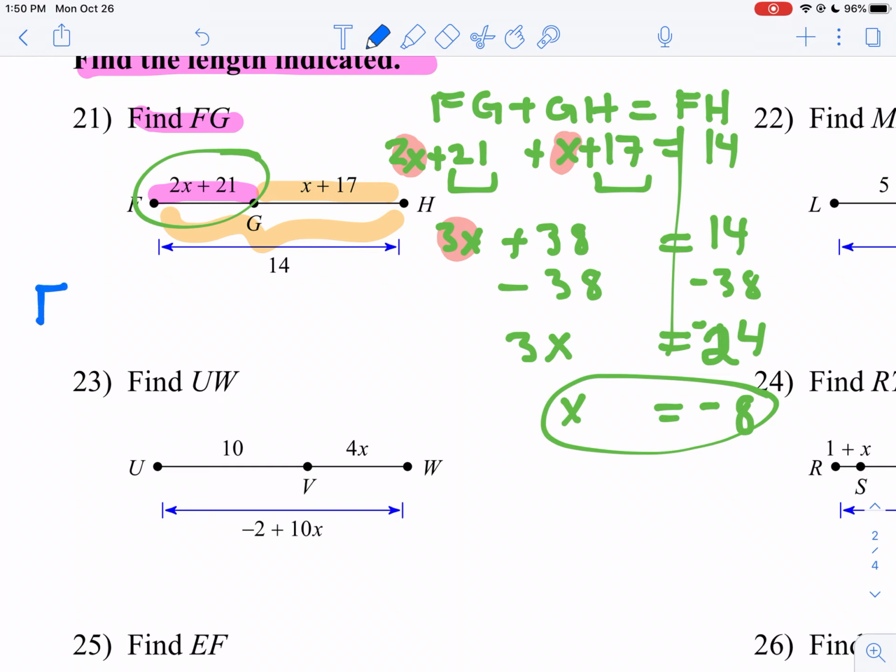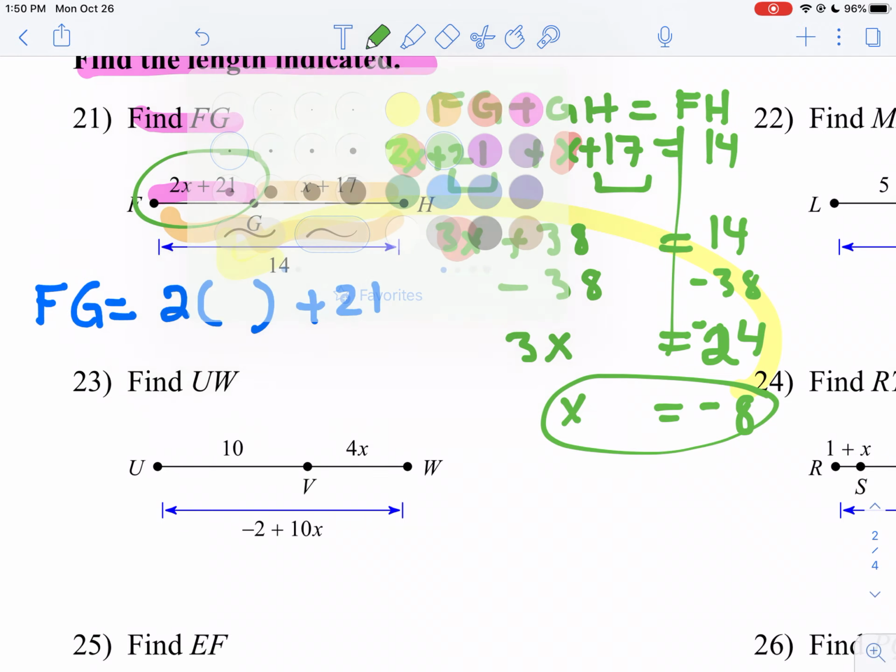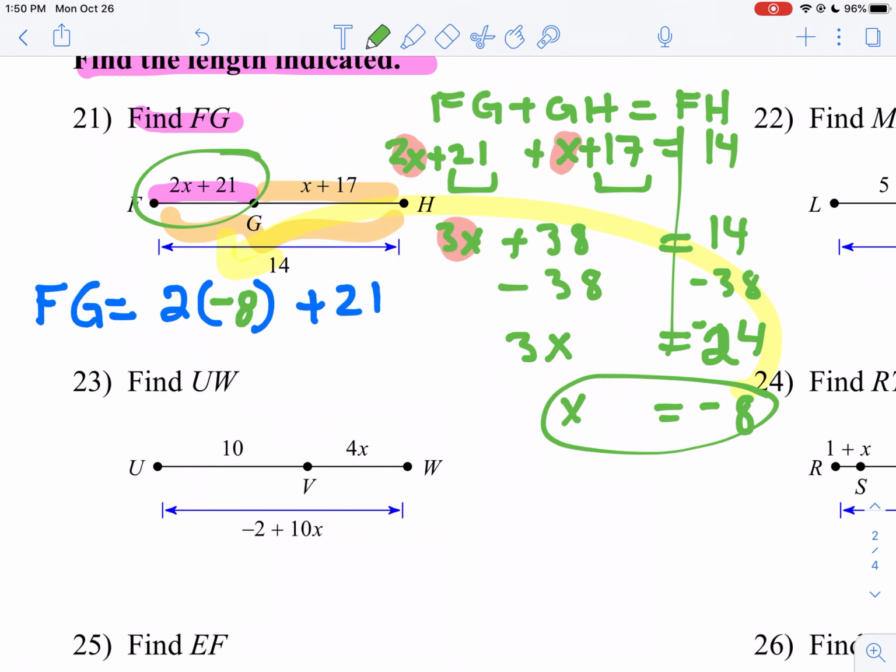Okay, so FG is right now equal to 2 times x plus 21. Okay, so your x, you just found it. It is equal to negative 8. Okay, so go and plug it in. All right, and that's multiplication. So you have 2 times negative 8, which is negative 16, plus 21, which gives you a nice 5, and that is the answer that we saw when we checked the problem. Okay, so this one is one more step.